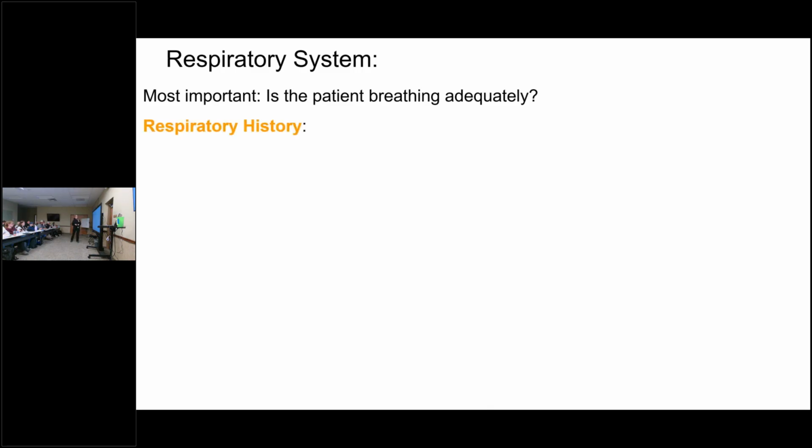So first is the respiratory system. The most important thing with the respiratory system is: is the patient breathing adequately? That kind of goes back to our primary assessment with those ABCs. Is the airway open? Is the patient breathing? That's most important. And once we determine that, then we can move further into this history and assessment.